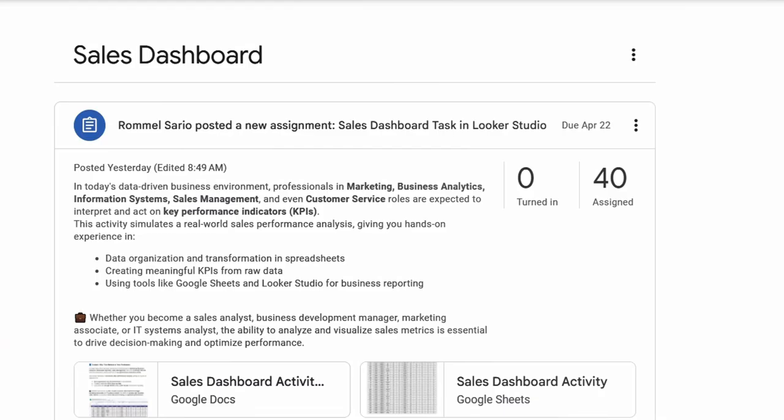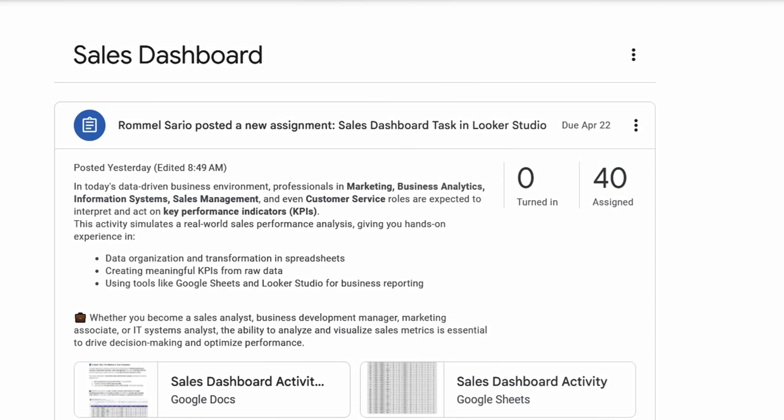In today's fast-paced, data-driven business world, whether you are in sales, marketing, business analytics, or IT systems, being able to understand and communicate insights from raw data is a core skill. So this activity will train you to organize and transform raw sales data into something meaningful.